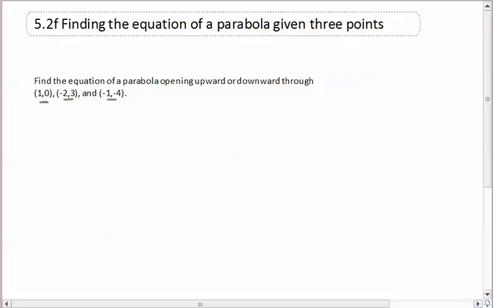We're going to now take a look at finding the equation of a parabola given 3 points. And you'll soon see why this is in the Systems of Equations section. And let's take a look.